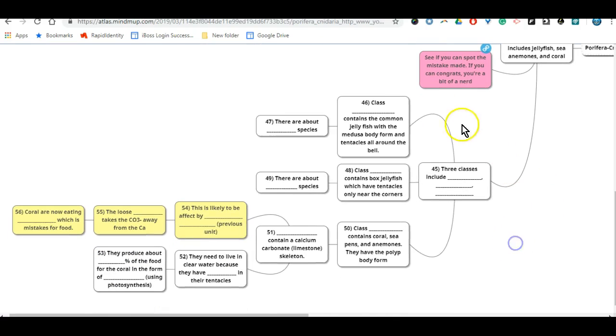Coming on over here, this part right here is the quiz. If you're going to focus on something right here, this is a good thing to focus on for the quiz. What are the 3 classes of Cnidarian? Which is the most common? Like, where do you find jellyfish? And how many species are there? Which one are the box jellyfish? What class is that? How many species are there?